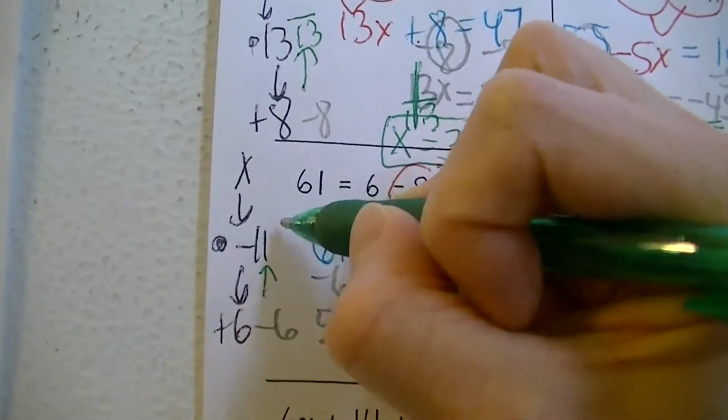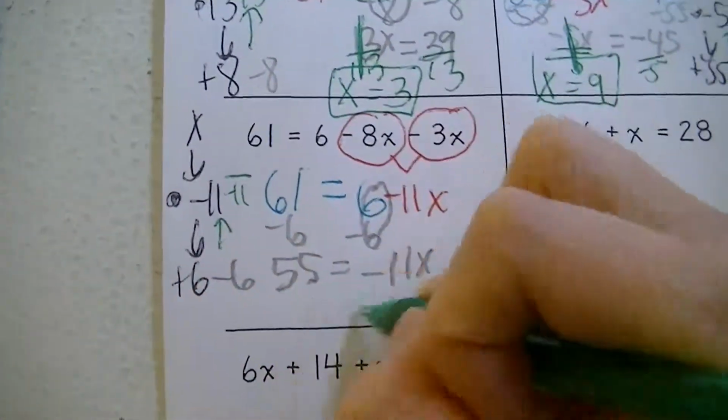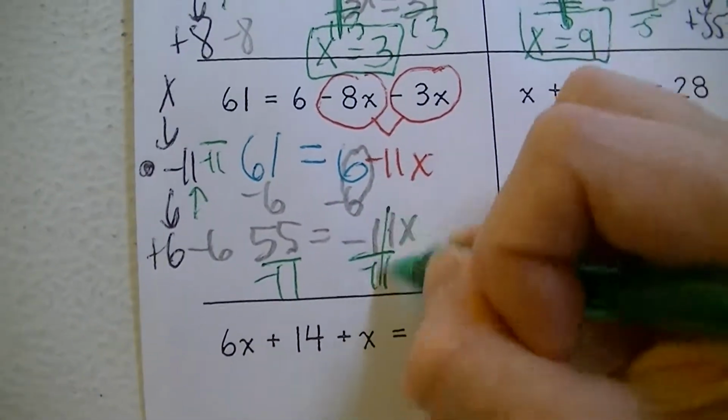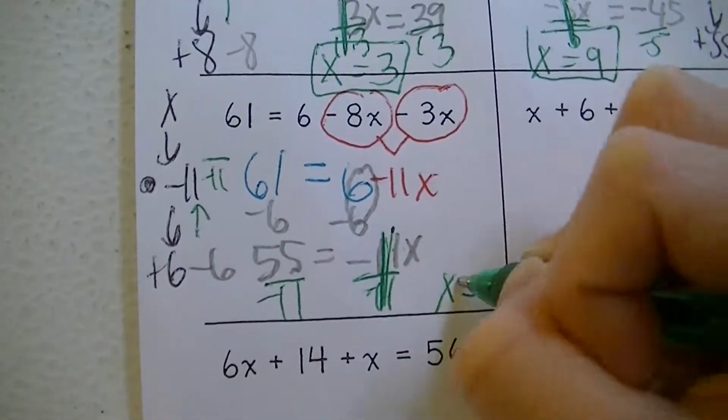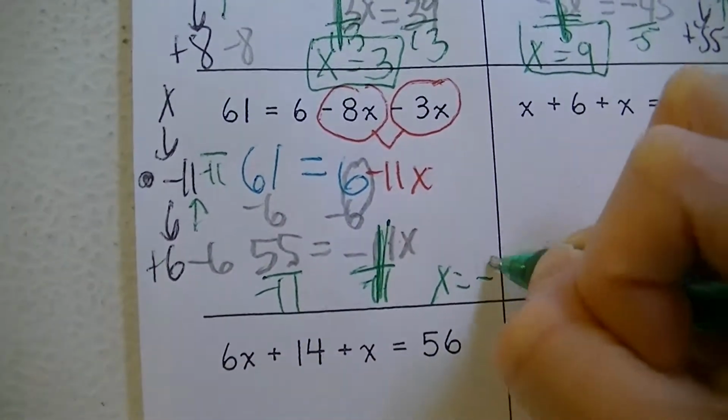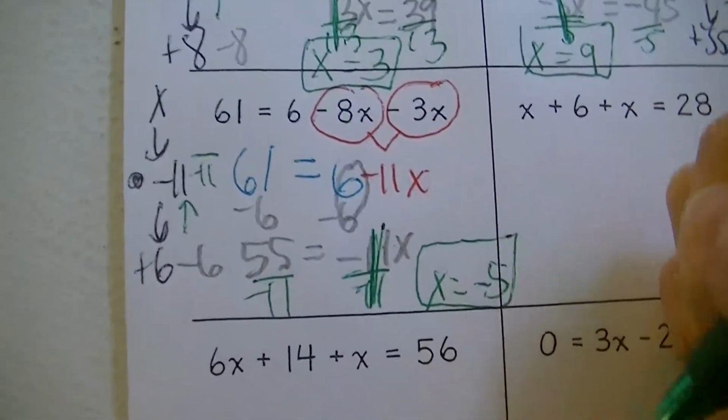Inverse operation of timesing by negative 11 is to divide by negative 11. Do that to both sides of that equal sign. Negative 11 divided by negative 11 is 1. 1 times x is x. 55 divided by negative 11 is going to give me a negative 5 as the solution.